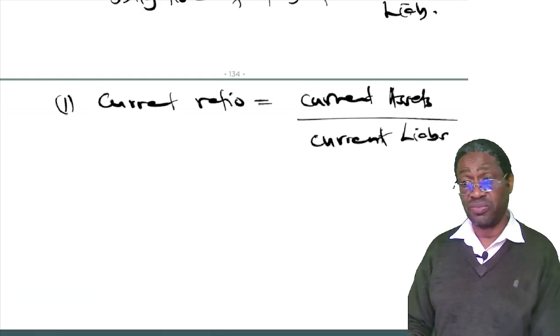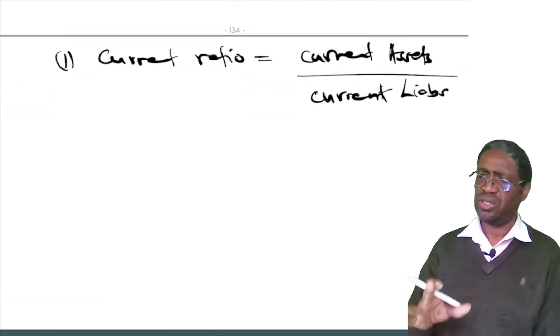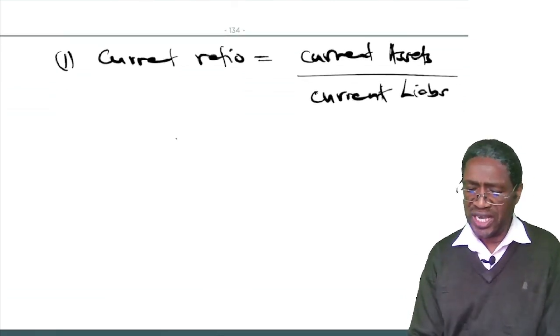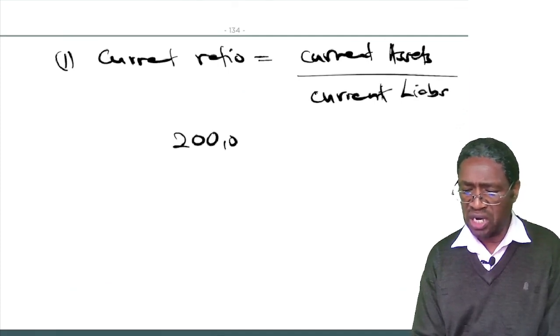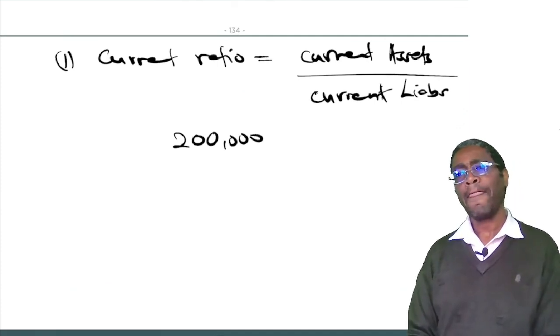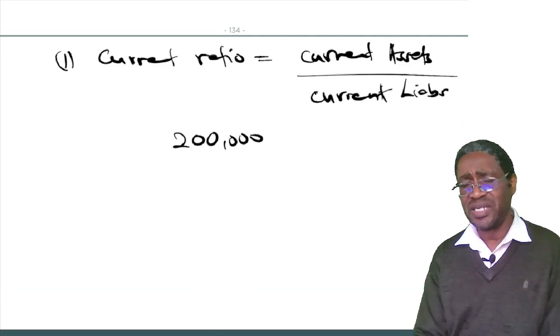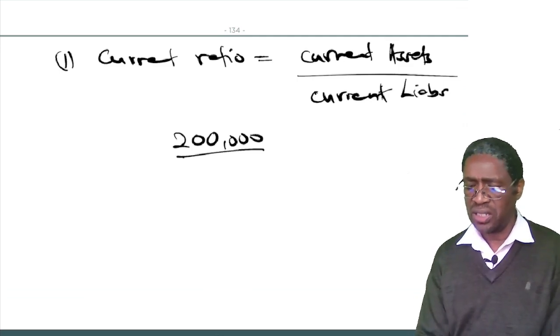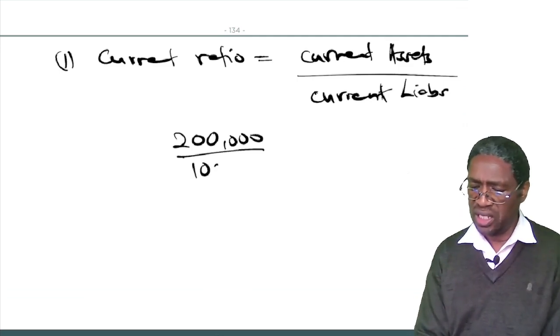Now, let us assume, listen, suppose from the financials, the current assets of your business are 200,000, but the current liabilities of your business are, let's say, 100,000.